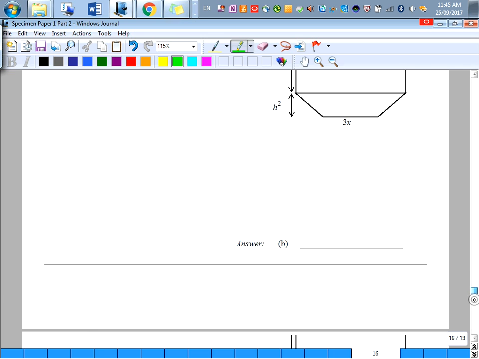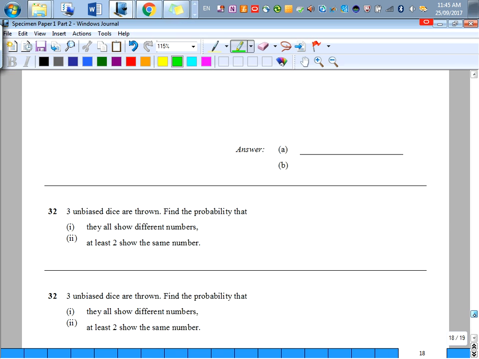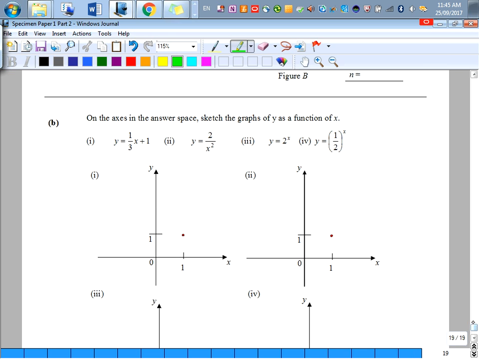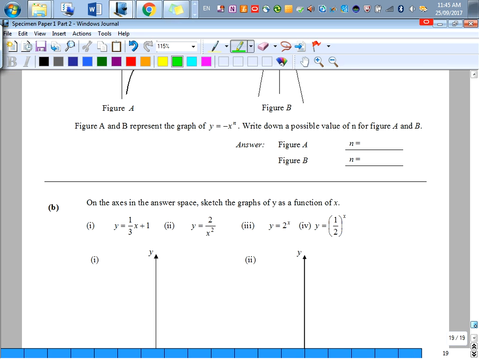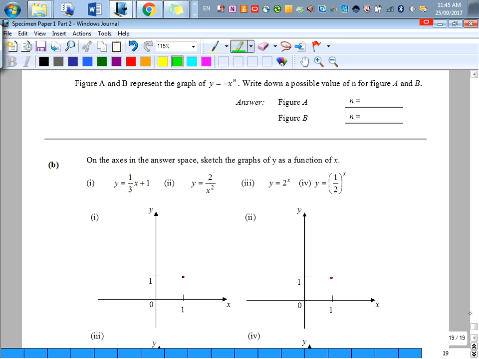Okay, last one. 33B. Okay, let's look at this one. Part 2. Y equals to 2 over x squared. This is of the form y equals to a x power negative 2. And we know that it looks like this. Okay, it goes closer and closer to the x and y axis, but it does not touch.